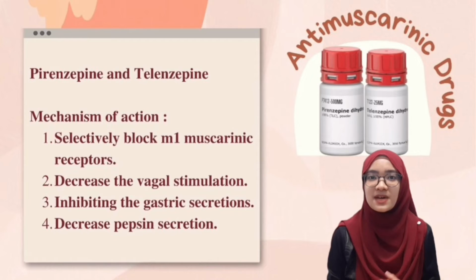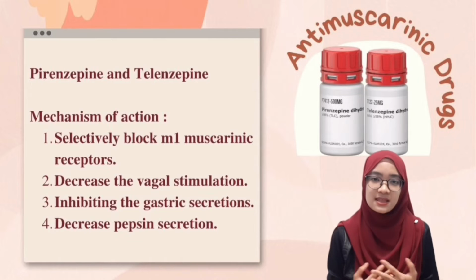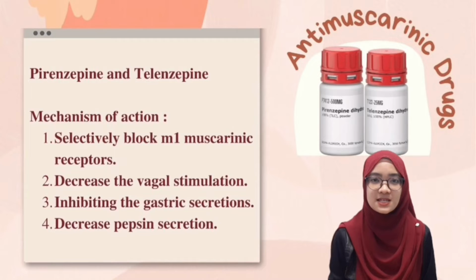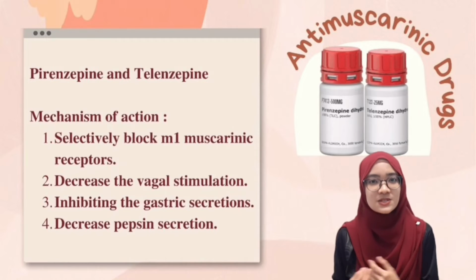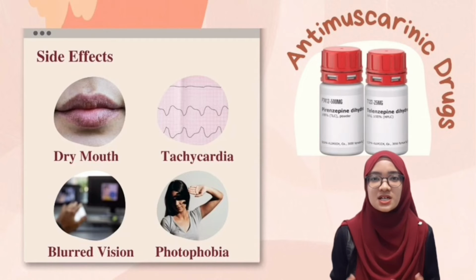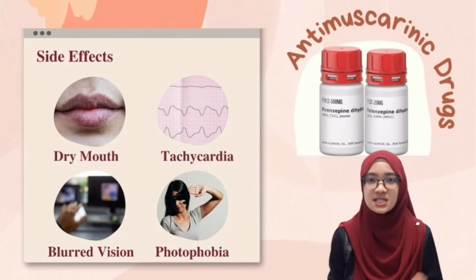So here is the mechanism of action of this drug. Firstly, it selectively blocks the M1 muscarinic receptor. Then, vagal stimulation will be decreased. This action inhibits gastric secretion, thus leading to a decrease in pepsin secretion. The side effects of this drug are dry mouth, blurred vision, tachycardia, photophobia and others.